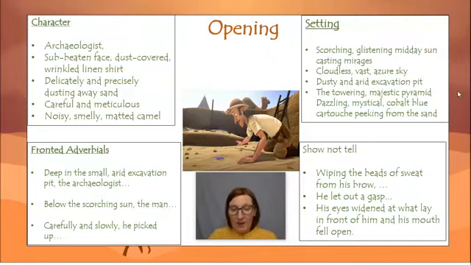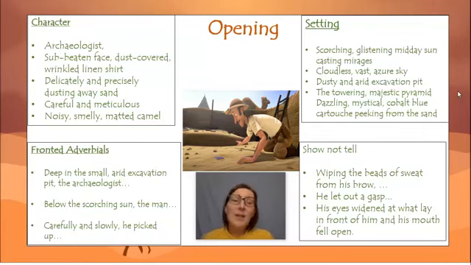And when he saw that cartouche, he let out a gasp, didn't he? But it wasn't written that he saw the cartouche on the floor. It was as he saw the dazzling colour of the cartouche. He was shocked, wasn't he? And we're not saying that. We just know that by seeing what he's doing. We saw that his eyes were wide open. And that's the next part. His eyes widened at what lay in front of him, and his mouth fell open.